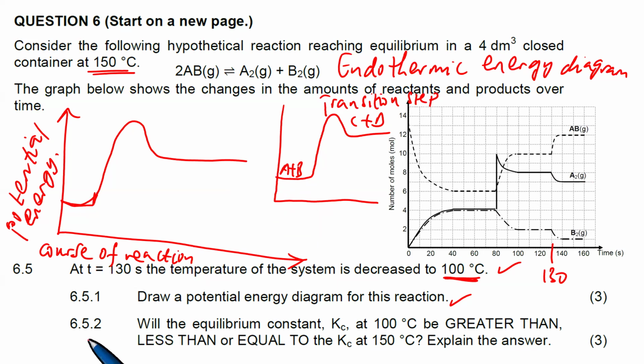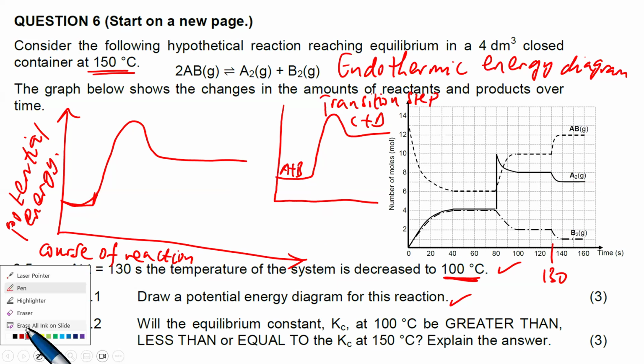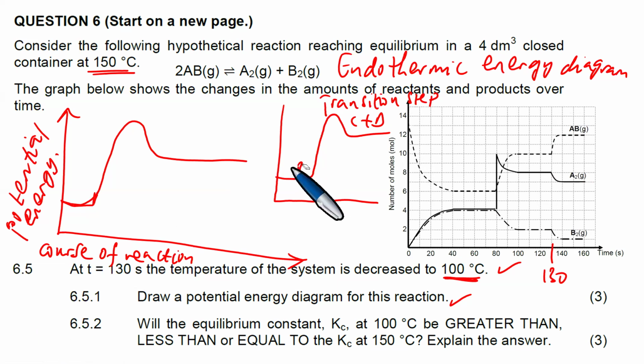Okay, so this would be, let me use A. You wanted to use A and B as reactants, but here the reactant is only one, you can just say AB. And the product A2 plus B2.